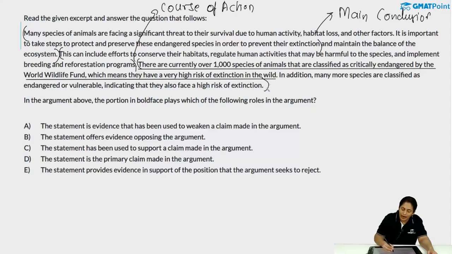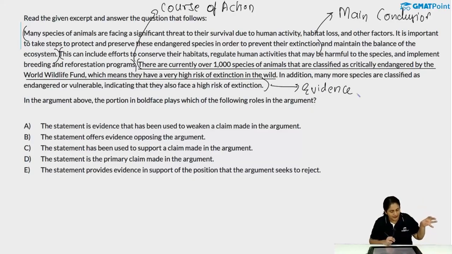These last two lines are essentially adding weight to the argument that many species are facing a significant threat. So when you say many species are facing a significant threat, this is evidence to prove that part. We are saying that many species are facing a significant threat due to human activity, habitat loss, and many other things, and we need to take steps to prevent this from happening. These two last lines show how many animal species are at risk, adding weight to the claim that many species are facing extinction, a significant threat to their survival. So essentially, the underlined part is evidence. It is evidence to support a claim that is made in the paragraph.